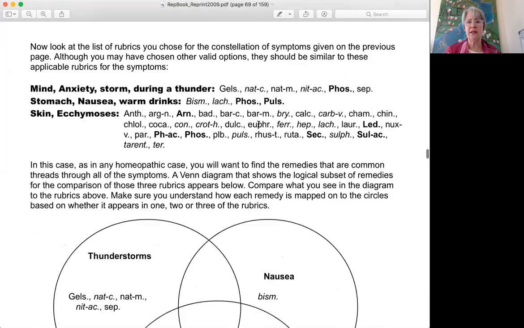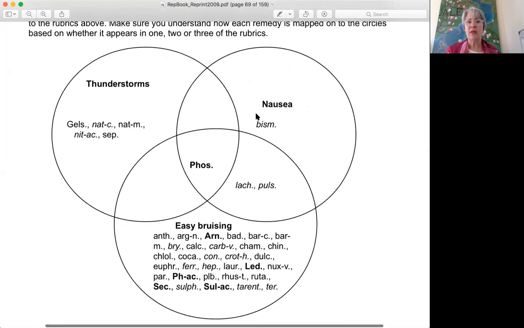So here's our remedies. And we can see these are all the remedies that are related to our thunderstorms rubric. These are the remedies that are related to nausea. These ones in here, lachesis and pulsatilla, these two are in both the nausea rubric and the easy bruising. We don't have any other overlap between the thunderstorms and the easy bruising. And here we have one remedy that is covered by all three.